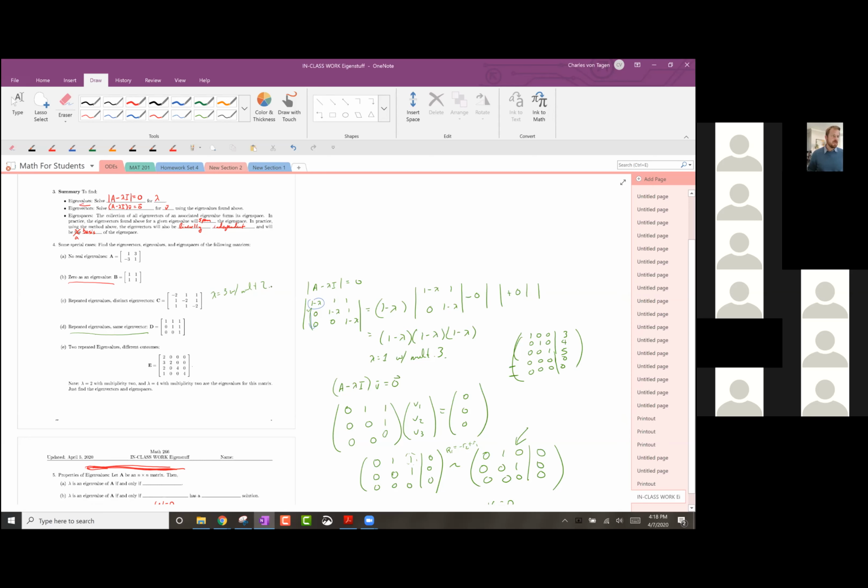But in D, we had lambda equal to 1 with multiplicity 3, and we only had 1 eigenvector still. We could have had 1, 2, or 3 linearly independent eigenvectors. And whatever those eigenvectors are, those become the span of the corresponding eigenspace.